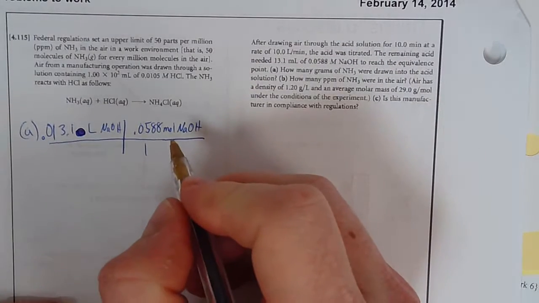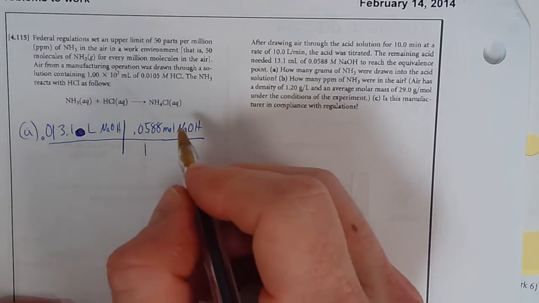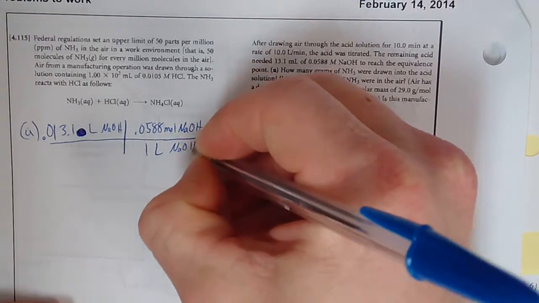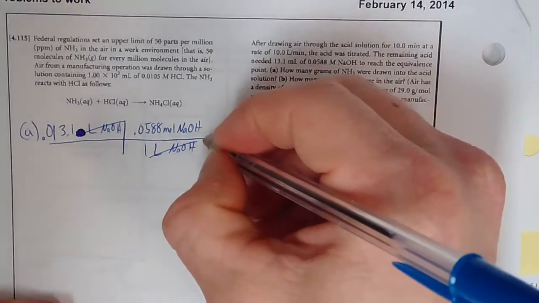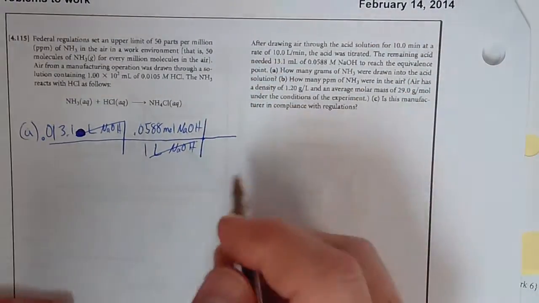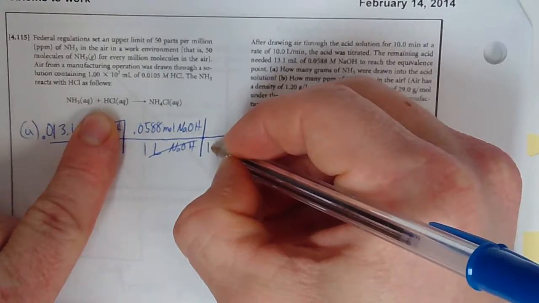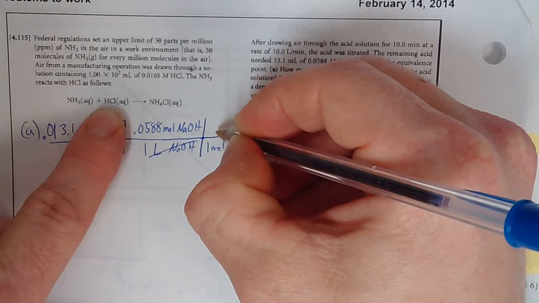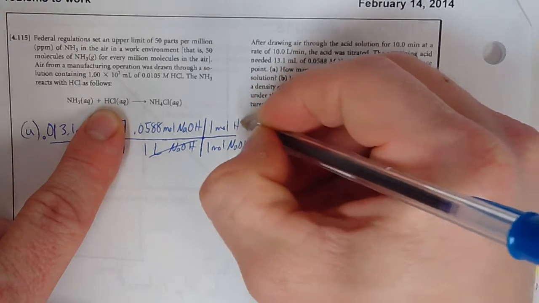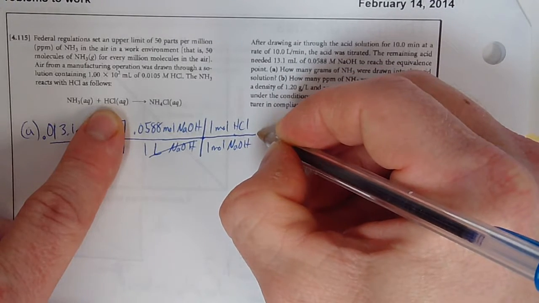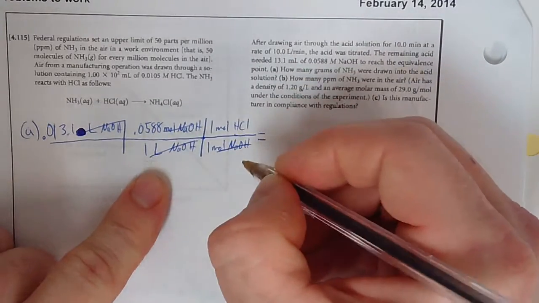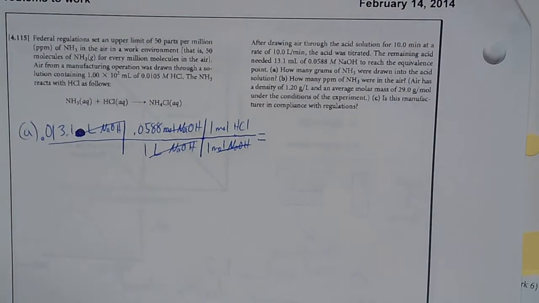Right. So let's take moles per liter, so in 1 liter of sodium hydroxide solution. So liters of sodium hydroxide cancels out. And then the equation says that for every 1 mole of sodium hydroxide, there's 1 mole of HCl. All right, so time to find a calculator and do some calculating.